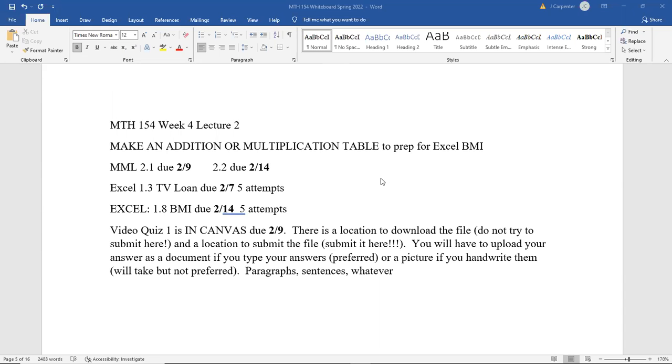It's going to be due on the 14th, the one that you should make an addition or multiplication table to prepare for. If you don't know what I'm talking about, it means you need to be watching the lectures. We talked about it. We showed you how to do it several classes ago, so please go and find that.